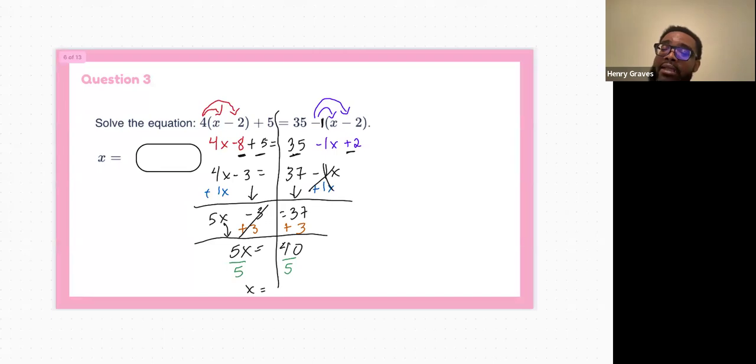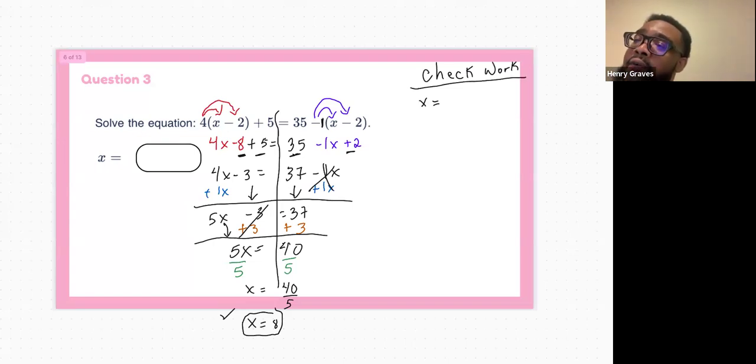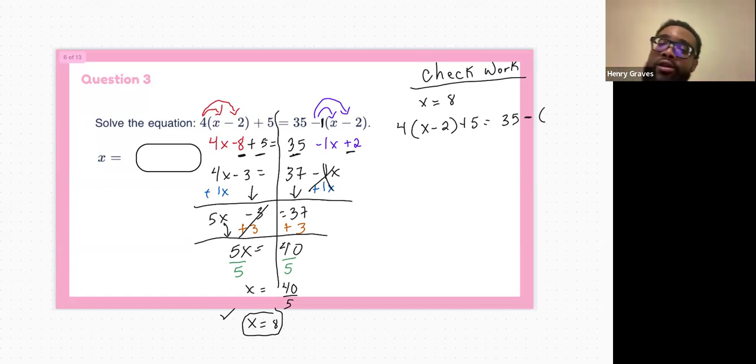Now, the great thing about math is that we can always check our work, right? So over here, I'm going to check my work. To check my work, I'm going to simply take my answer, which was x equals 8, and plug it back into the original equation: 4 parentheses x minus 2, plus 5, is equal to the other side, 35 minus x minus 2. So I'm going to go ahead and substitute. When I substitute, I'm going to replace the x with 8 on both sides, right? We said x is equal to 8. And now I can go ahead and do my operations on both sides.